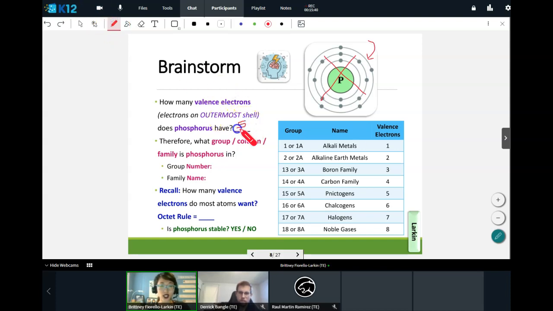All right. Yes, phosphorus has 5 valence electrons. We can see 1, 2, 3, 4, and 5. And therefore, using our current group numbers, which are the ones on the left, what group number is it in?